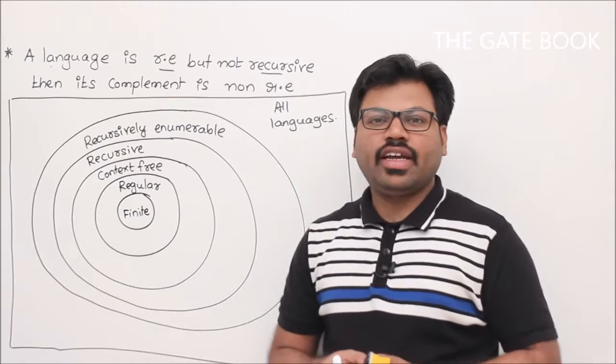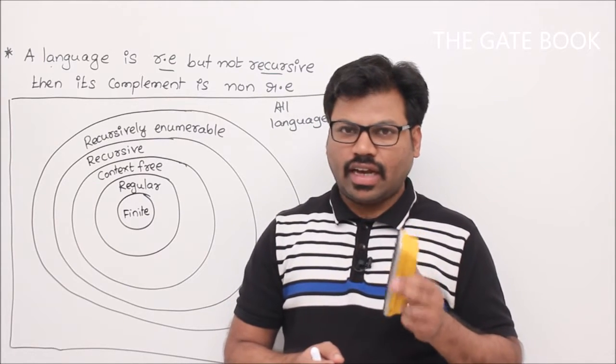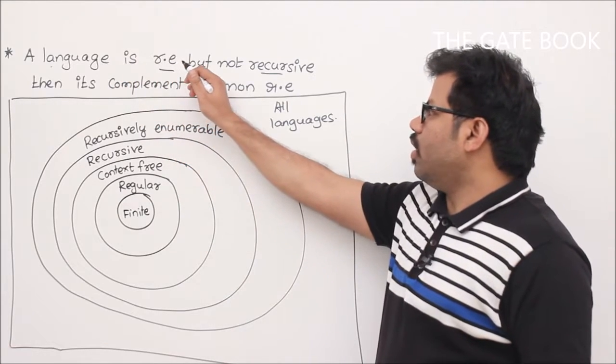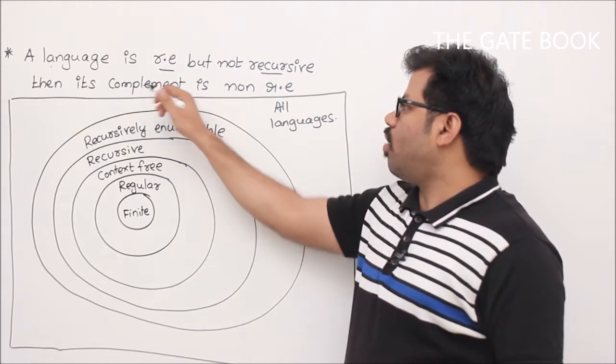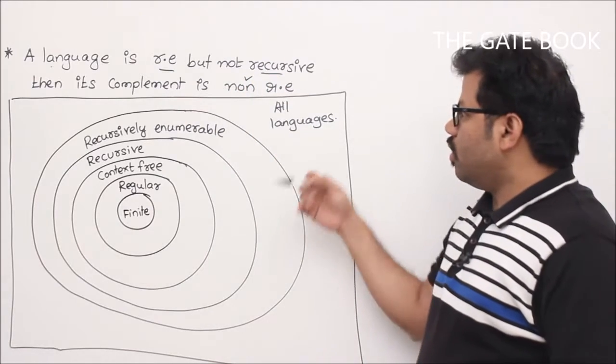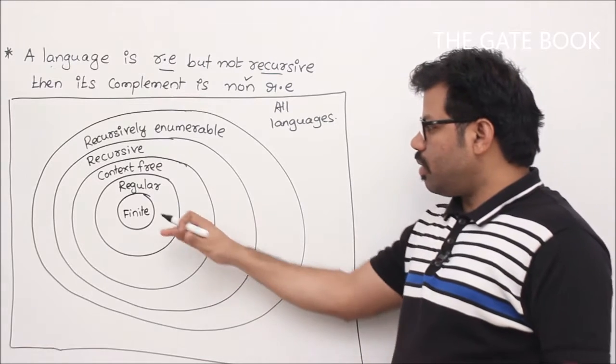Now we'll see one important detail about recursively enumerable languages and their complements. Read this statement: if a language is recursively enumerable but not recursive, then its complement is non-recursively enumerable. To understand that, first of all, let me explain this picture.